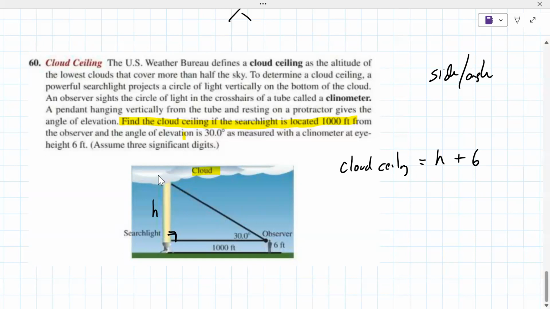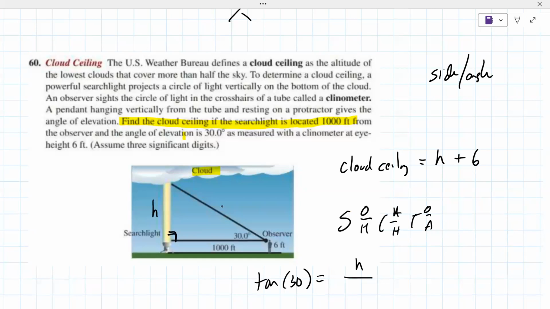So how do you find the height? Well, you've got an angle here. You're trying to find the opposite, and this is the adjacent. So which trig function to use with opposite and adjacent? Cosine. Cosine is adjacent over hypotenuse. Oh, sorry. Tan. Yes. So the tangent of 30 equals h over 1000.